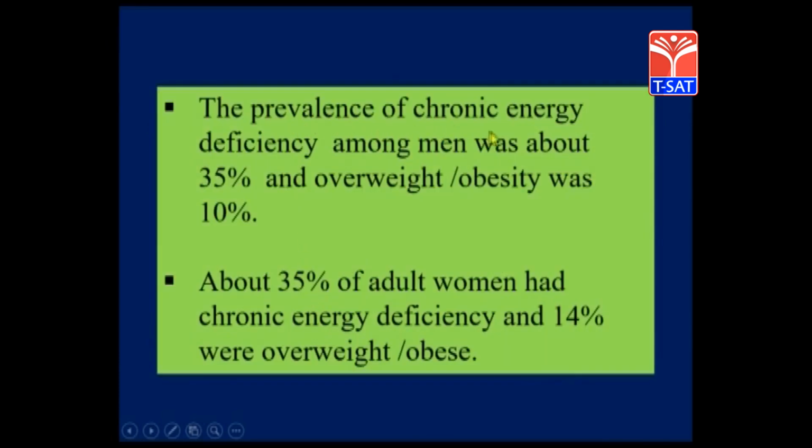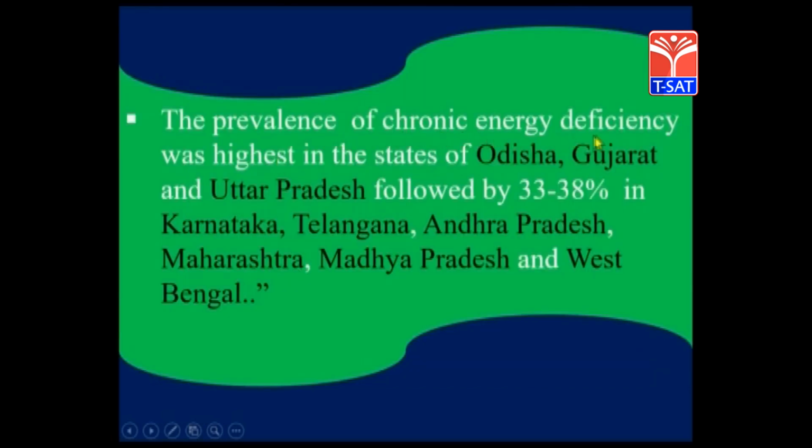The prevalence of chronic energy deficiency among men was about 35%, and overweight, obese men were also there, who were 10%. About 35% of adult women had chronic energy deficiency and 14% were overweight or obese. The prevalence of chronic energy deficiency was highest in the states of Odisha, Gujarat and Uttar Pradesh, followed by 33 to 38% in Karnataka, Telangana, Andhra Pradesh, Maharashtra, Madhya Pradesh and West Bengal.